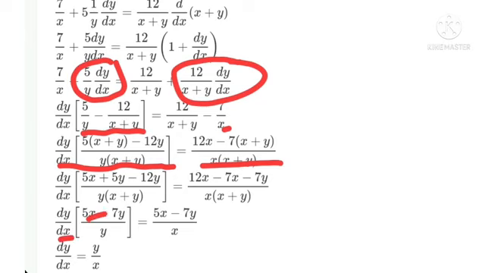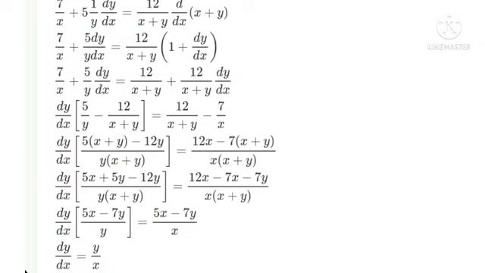So here 5x minus 7y and 5x minus 7y get cancelled. We get dy by dx is equal to y upon x. We had to prove that dy by dx is equal to y upon x. Okay, understand?